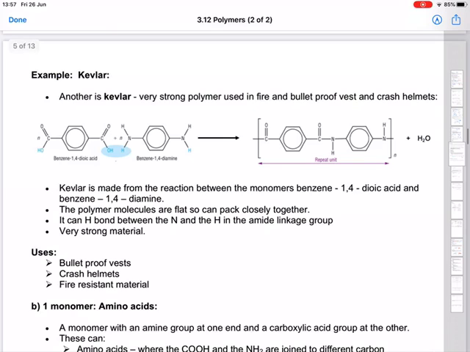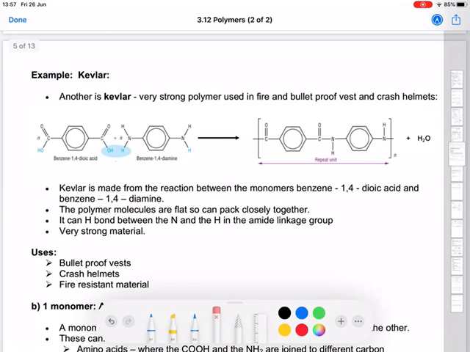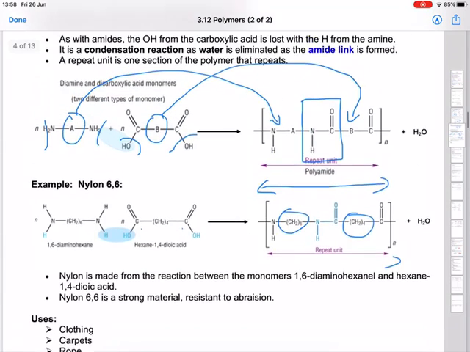Okay, and there's just some more examples here. Kevlar, this is one that you do need to know. And again, just to go through the chemistry, take the OH off, hydrogen off there. And this gives us a really long repeat unit here, okay? So this is one of the ways that we can do it.